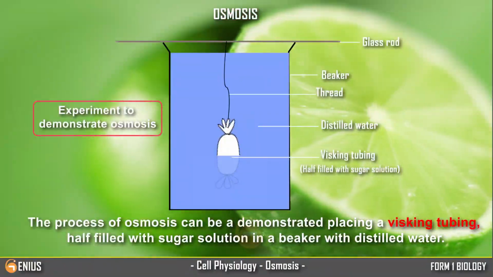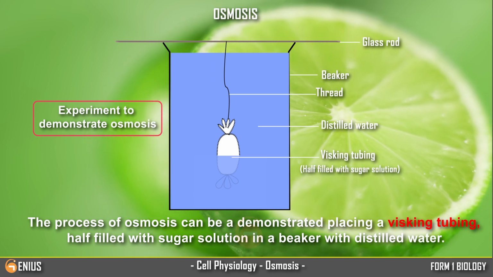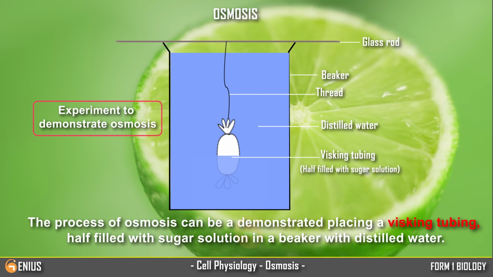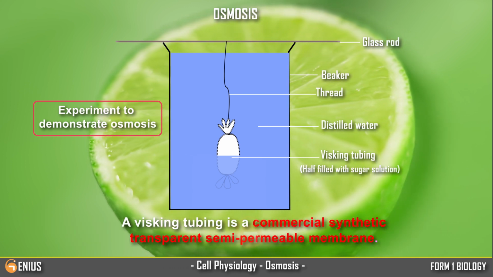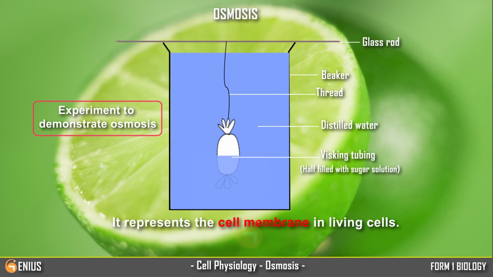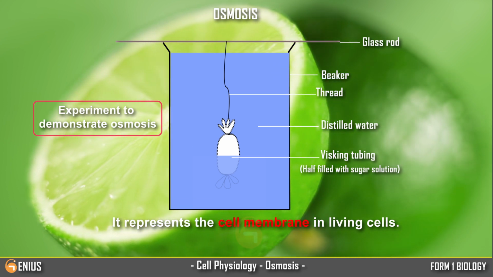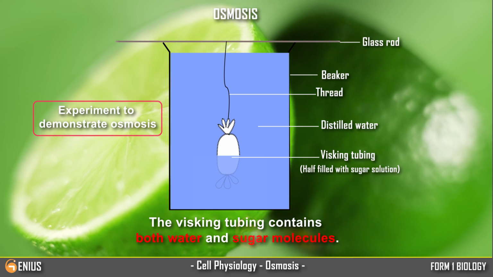The process of osmosis can be demonstrated by placing a Visking tubing, half filled with sugar solution, in a beaker with distilled water. A Visking tubing is a commercial synthetic transparent semipermeable membrane. It represents the cell membrane in living cells. The Visking tubing contains both water and sugar molecules.